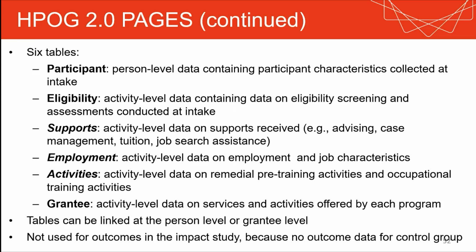There are 6 PAGES data files: a participant level data file with characteristics collected at intake, and then 5 activity level data files containing information on eligibility screening, support services received from grantees, employment outcomes and job characteristics, remedial pre-training activities, occupational training activities, and then a grantee file with activity level data on the services and activities offered at each grantee. And all of the HPOG 2 data files have an HPOG 2 participant level variable, such that the files can be linked together at the participant level.